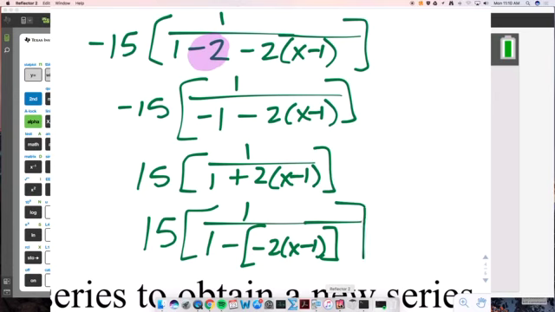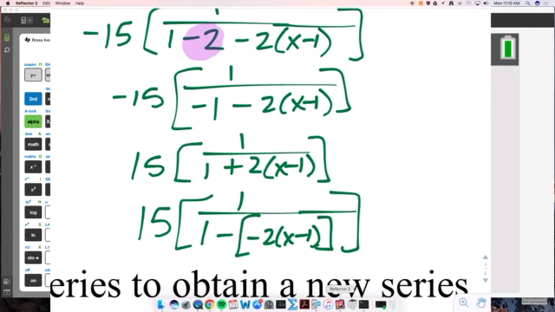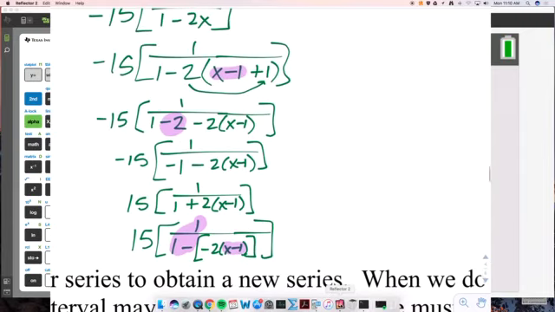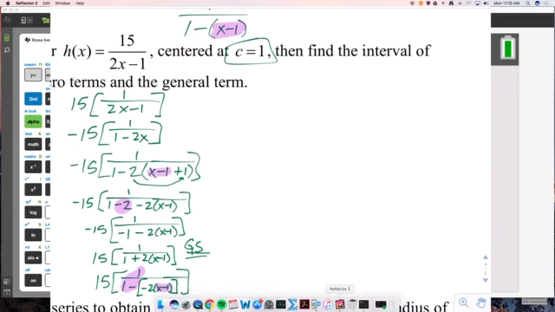Might there be an easier way to do that? Sure. This is just the way I saw it. So now I have it as 1 over 1 minus, and I've got my x minus 1 there, which shifts the series over 1 unit. So that's a little bit of algebraic manipulating. But now, because it's in that form, this is a geometric series. And so I don't have to test the endpoints. Let's go ahead and build it.